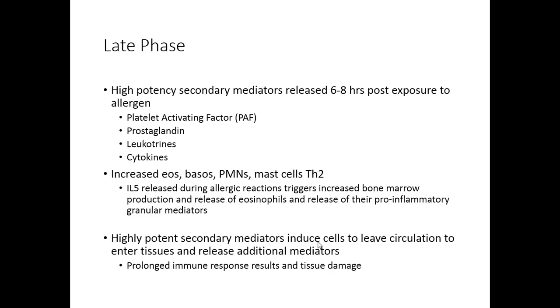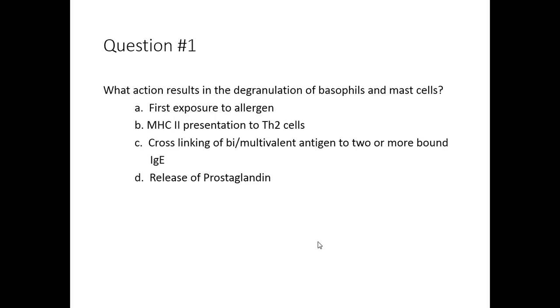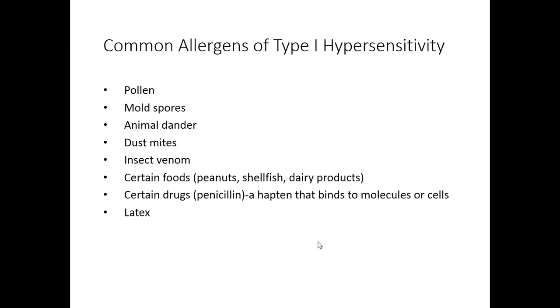Let's see. Yeah, I think that's it. So question 1, what actions result in the degranulation of basophils and mast cells? If we looked at these, I think it would be fair to say that the answer is C, cross-linking of a bivalent and multivalent antigen. I said earlier pretty much anything can cause a type 1 hypersensitivity reaction, but here's a bunch of the most common ones. Bunch, that's the technical term.